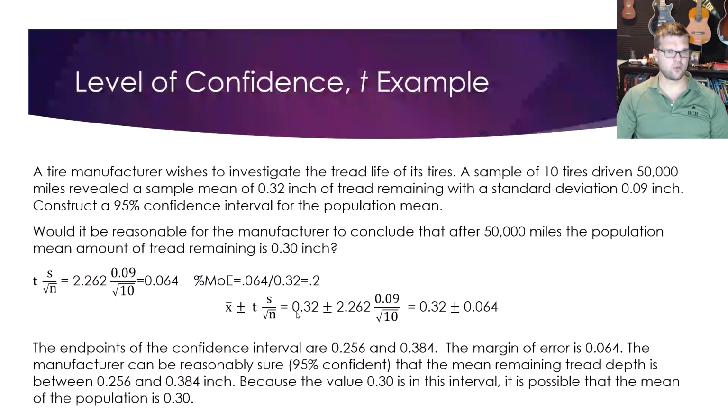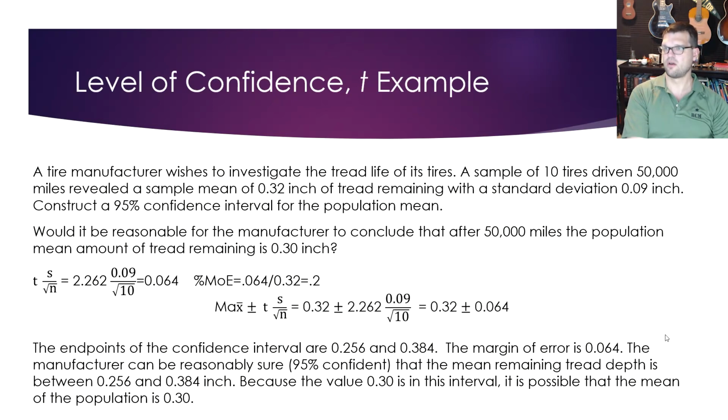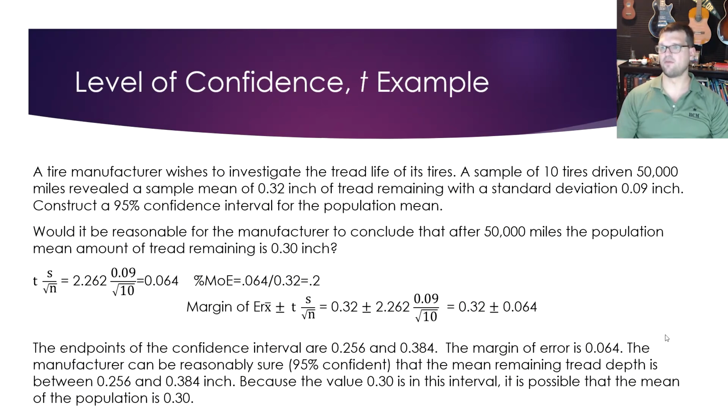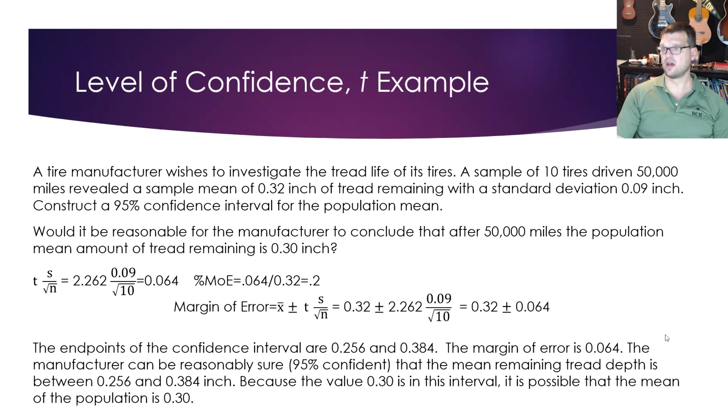So now we've got 0.32 plus or minus 0.064. This gives us the margin of error. And for the confidence interval, we subtract 0.064 from 0.32, and that gives us 0.256, and then we add 0.064 to 0.32, and that gives us 0.384.